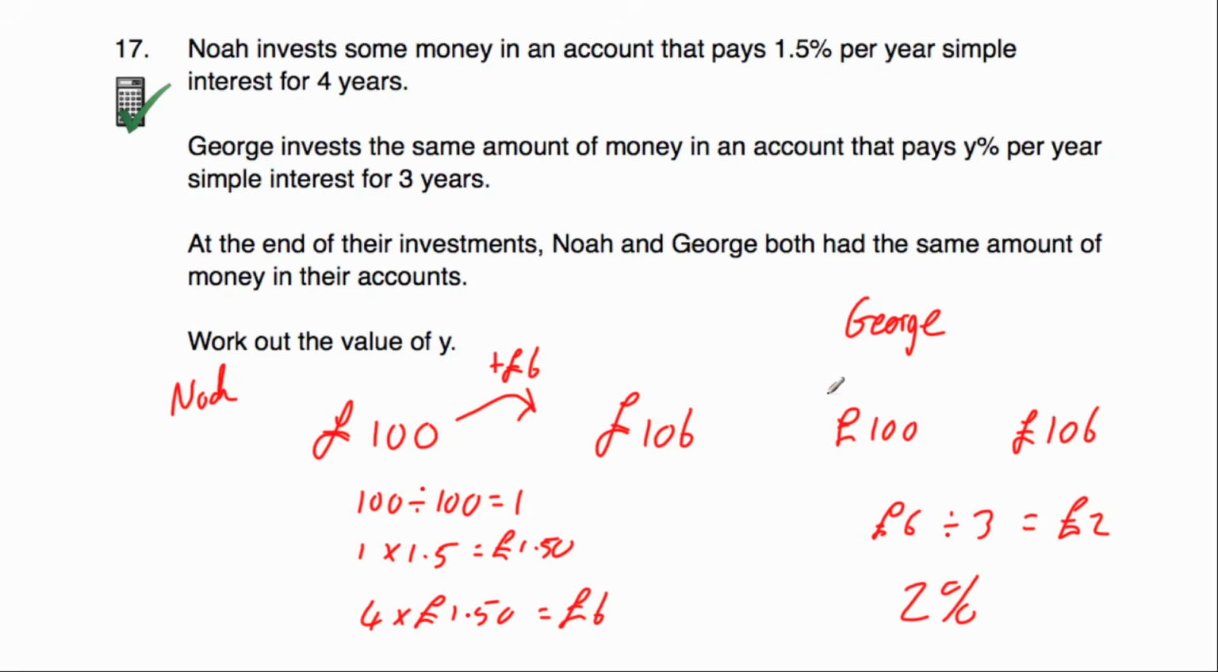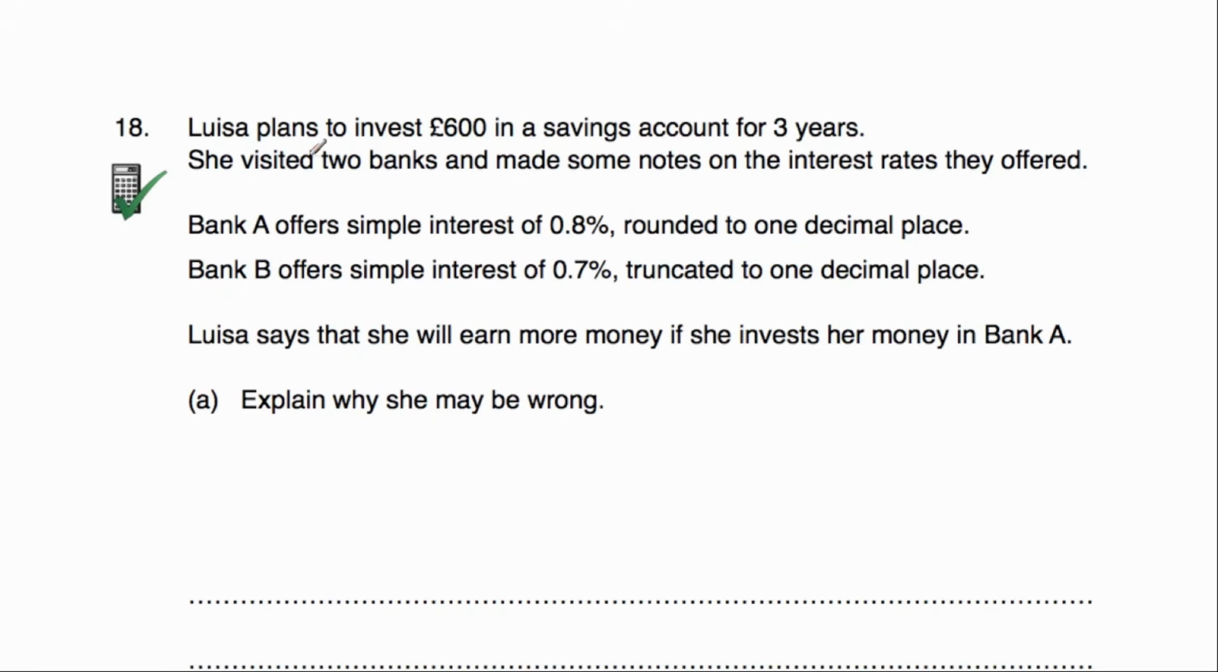So let's just check it. If he started with £100, well, 2% of that is £2. Multiplied by 3 years is £6. So he would have the same starting amount and finishing amount as Noah. And that's it. So question 18 says, Louisa plans to invest £600 in a savings account for 3 years.